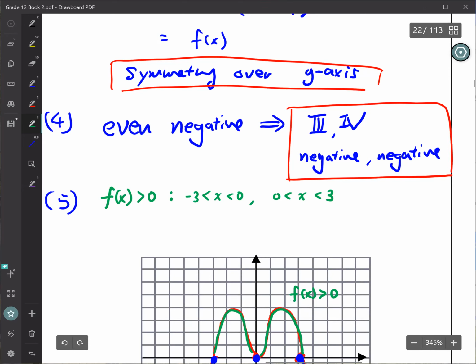Okay, any questions? This part is a bit confusing. You are describing the x value, finding where the x is so that the graph is above. Can you show me hands if you understand the green part, the green answer?